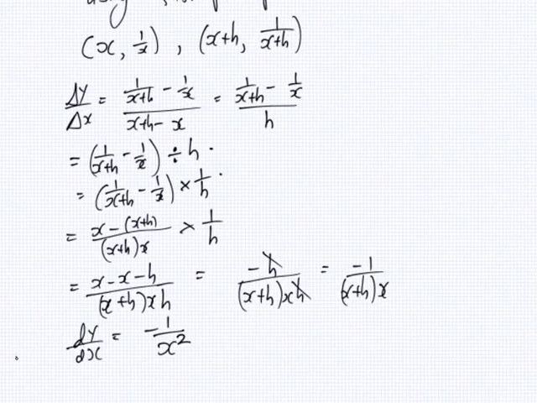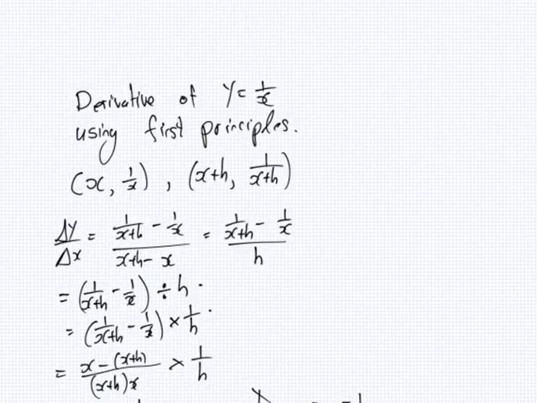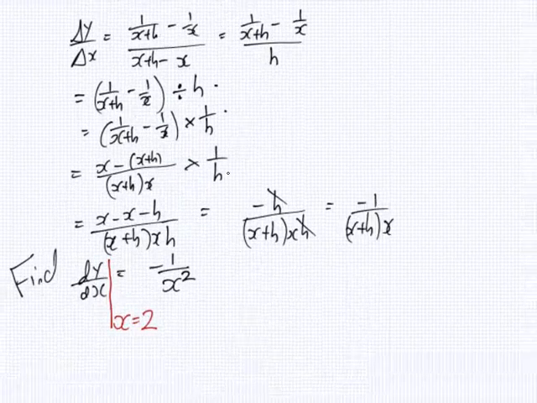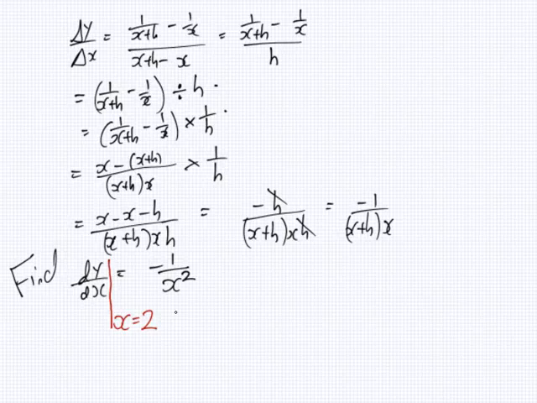If the question said find dy dx, this is the answer. Of course, dy dx equals this. But sometimes you might see this in the question. They draw a line and they write at the bottom something like x equals 2. So what this means is find the derivative when x equals 2. If I said find the derivative when x equals 2, we write it like this: derivative line x equals 2. This means when x equals 2. So in this case it will be minus 1 over 4. So that's what this notation means.